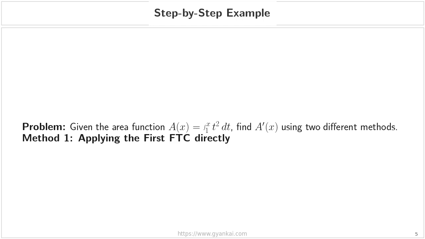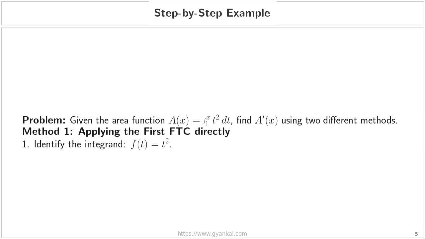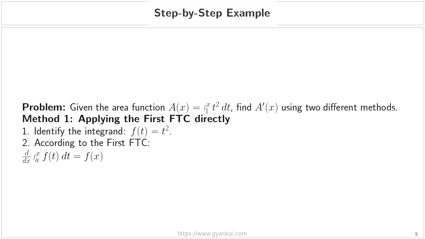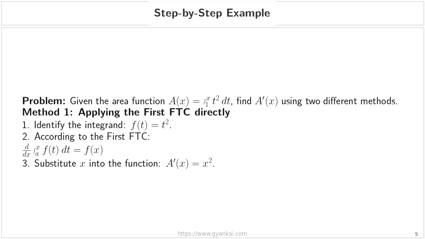First, let's apply the first fundamental theorem directly. Step 1 is to identify the integrand. The function inside the integral is t squared, so f of t equals t squared. Now, remember the core of the first fundamental theorem. It states that the derivative with respect to x of the integral from a to x of f of t dt is simply f of x. So, applying this directly to our problem, the derivative of the integral from 1 to x of t squared dt is equal to x squared. And that's it for method 1. Notice how we didn't actually evaluate the integral. The theorem allowed us to find the derivative directly.